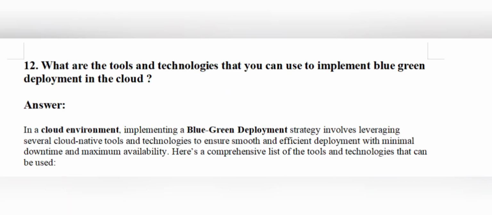The next question is, what are the tools and technologies that you can use to implement blue-green deployment in the cloud? The answer to this is, in a cloud environment, implementing a blue-green deployment strategy involves leveraging several cloud-native tools and technologies to ensure smooth and efficient deployment with minimal downtime and maximum availability. Here's a comprehensive list of the tools and technologies that can be used.